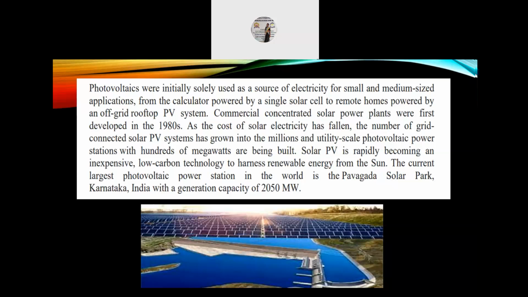The current largest photovoltaic power station in the world is the Pavagada Solar Park, Karnataka, India, with a generation capacity of 2050 megawatts.